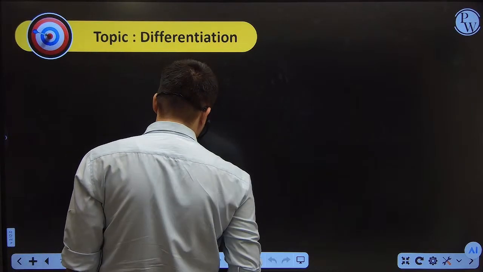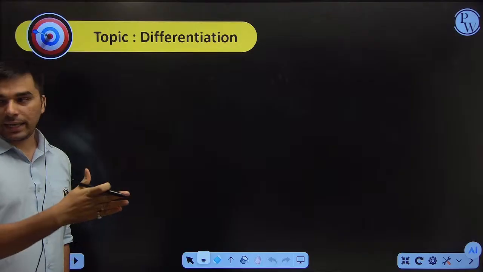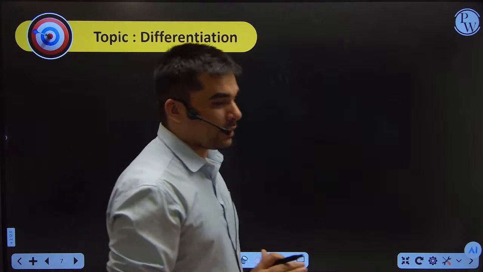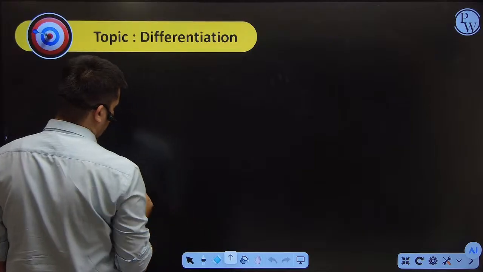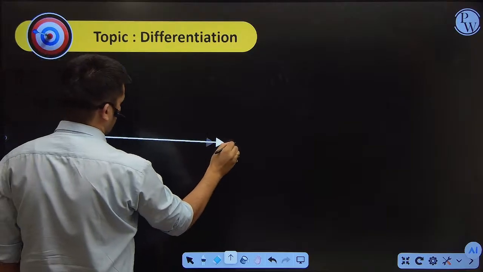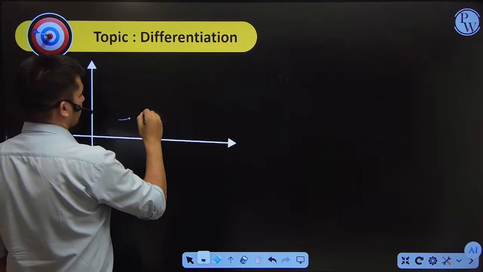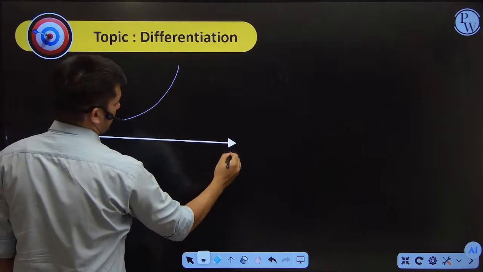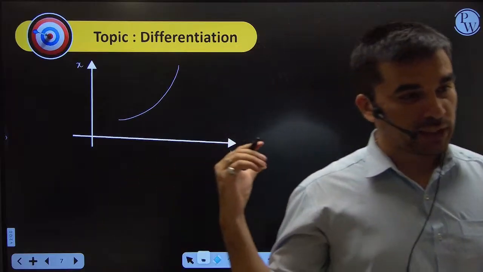So suppose I have a situation wherein a particle is moving along the x-axis, okay? The particle is moving along x direction with some speed. That speed can be variable or constant. What I have done is plotted a graph of the position of the particle as a function of time, and it looks like this. This is x, this is t. The dependent variable in this case is the position of the particle, and the independent variable is time.